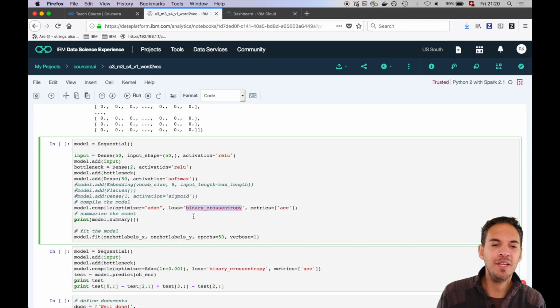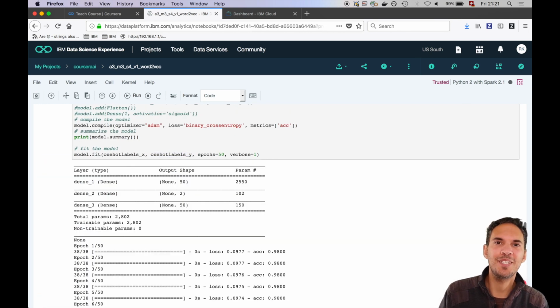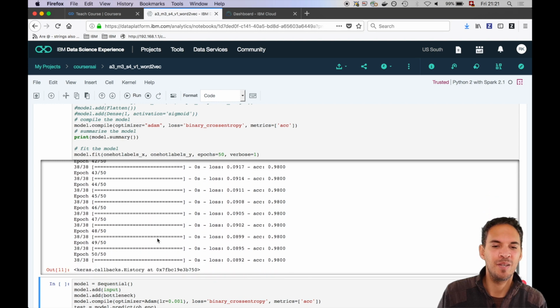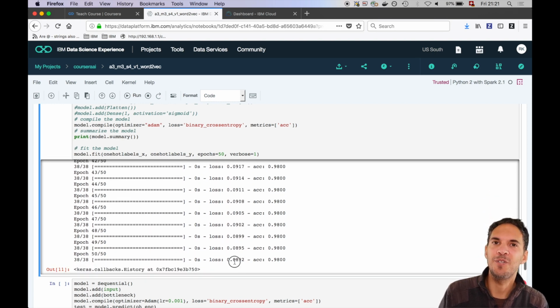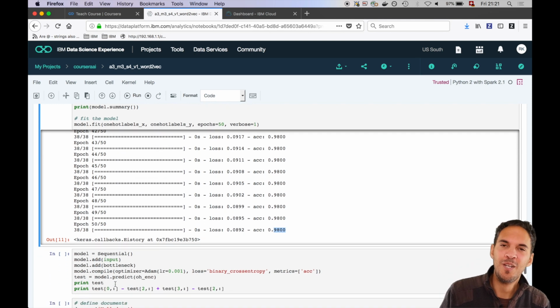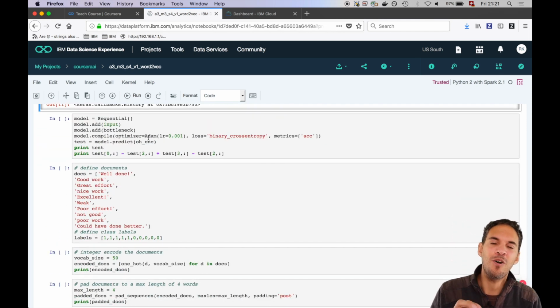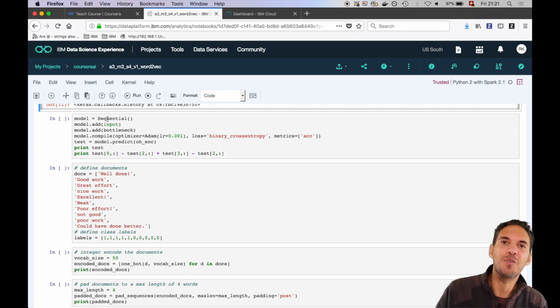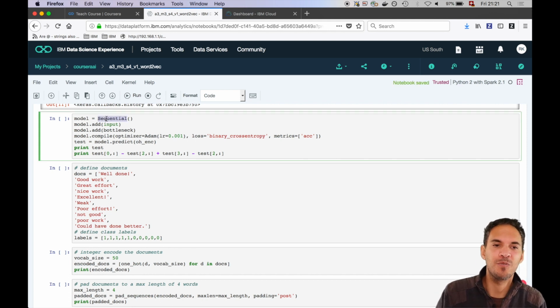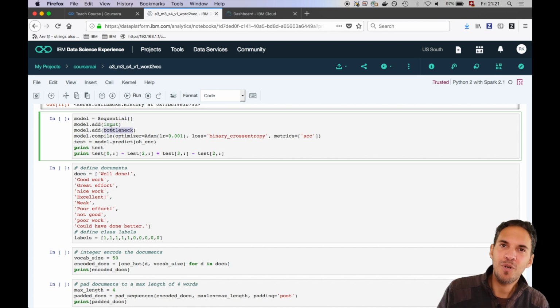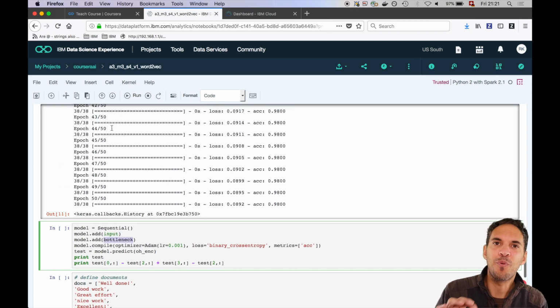So that starts training on the one-hot encoded labels X and the one-hot encoded target Y. So for this Mickey Mouse dataset, this goes really fast, and we are quite happy with our loss and accuracy. So now it gets even more interesting. Now we build a new neural network, but we are reusing 2 of the 3 already trained layers of the previous neural network. So we start with a sequential model again, and we add the already trained input layer, and we add the already trained bottleneck layer.